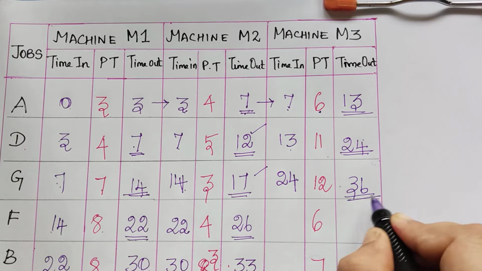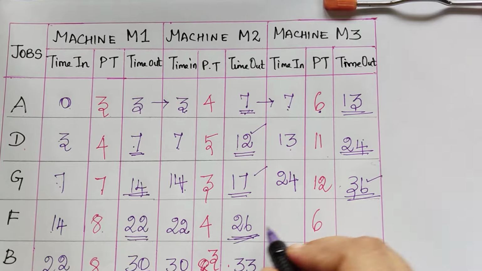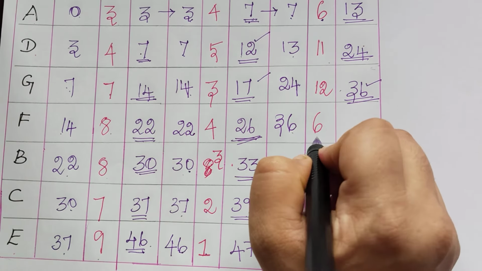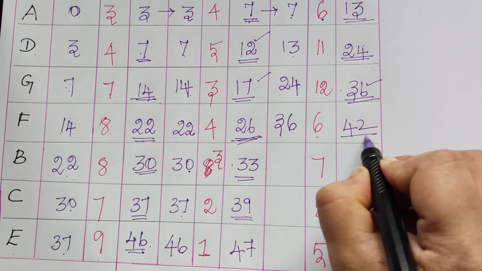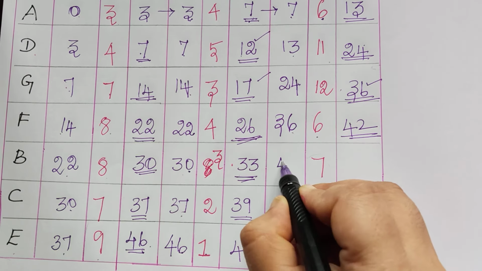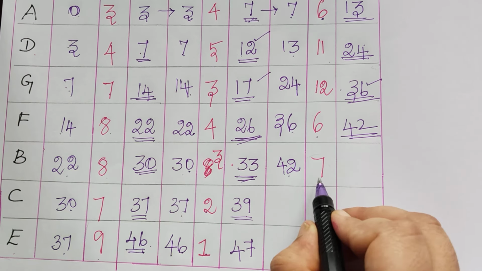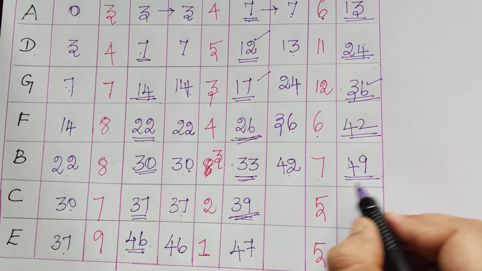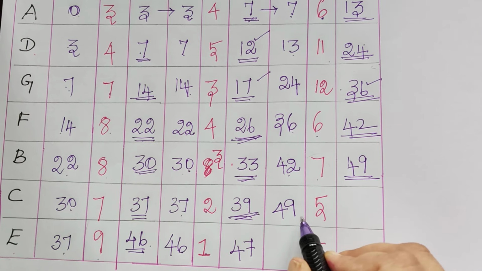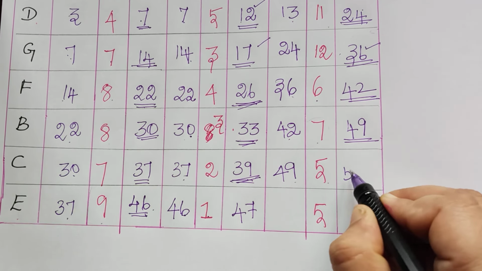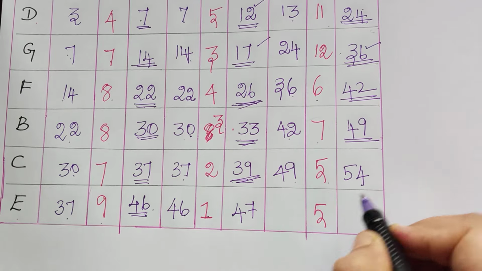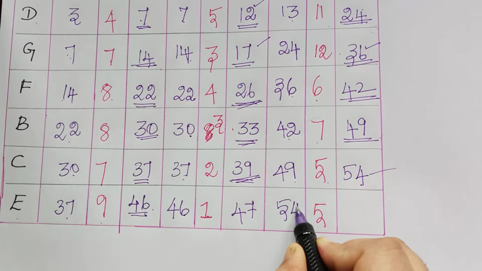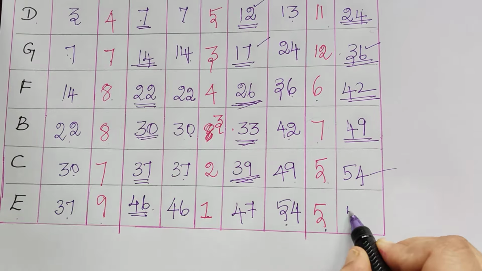Now which is greater, 36 or 26? Obviously 36, so that you have to write here. And then 36 plus 6, that is 42. Now we have to check 42 or 33. So 42 is greater. 42 plus 7, which is 49. 49 is greater or 39 is greater? 49 is greater. So that we have to write here. 49 plus 5, which is 54. 54 is greater or 47? Obviously 54 is greater. So that we have to write here. So 54 plus 5 is 59.